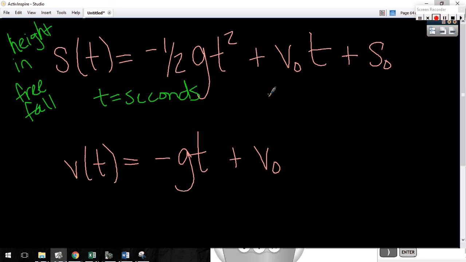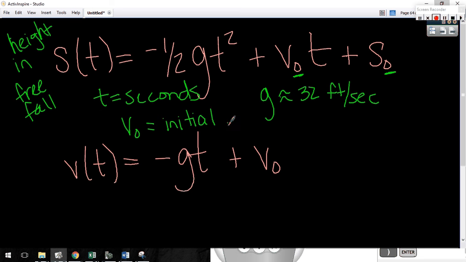D is this. G is your gravity. That's right. So it is approximately 32 feet per second. Anything you see with a little teeny zero below lets you know that that's an initial amount. It's a starting amount, okay? So V sub 0 is your initial velocity, and S sub 0 is your initial height.